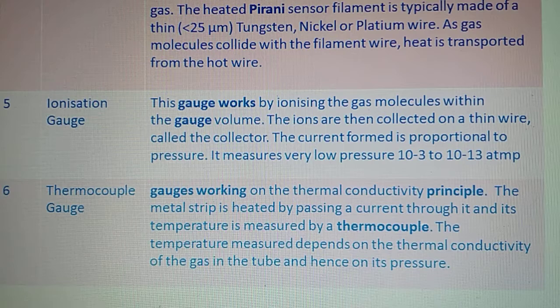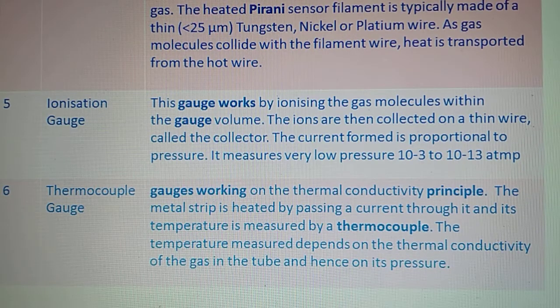Got it? So let's go for the next example of the pressure gauge, the thermocouple gauge, and we know that you have also used this thermocouple gauge in the labs. The thermocouple gauge works on the principle of thermal conductivity, wherein the metal strip is heated by passing a current through it, and its temperature is measured by a thermocouple.